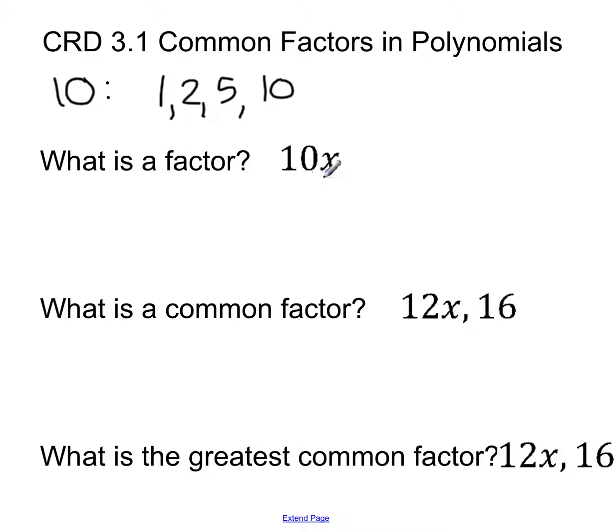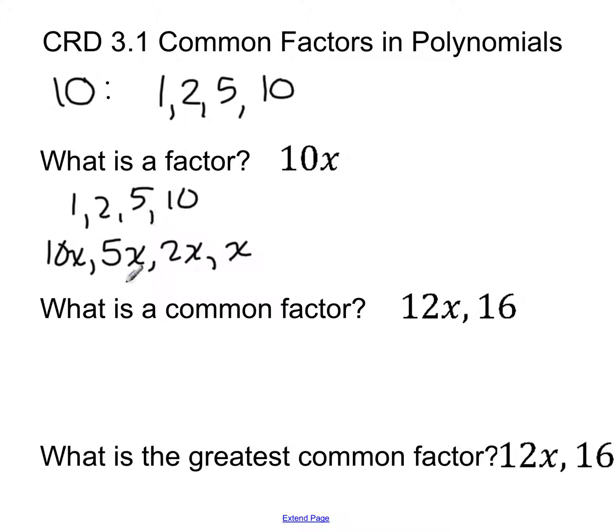So what is a factor of 10x? Well, it is all of these things right here. 1, 2, 5, 10. But what am I going to multiply 1 by to get 10x? Well, I'm going to multiply 1 by 10x. So that's a factor as well. What am I going to multiply 2 by to get 10x? 5x, that's also a factor. 5 and 2x, those are factor pairs. And then 10 times x. So now I've listed all of the factors of 10x.